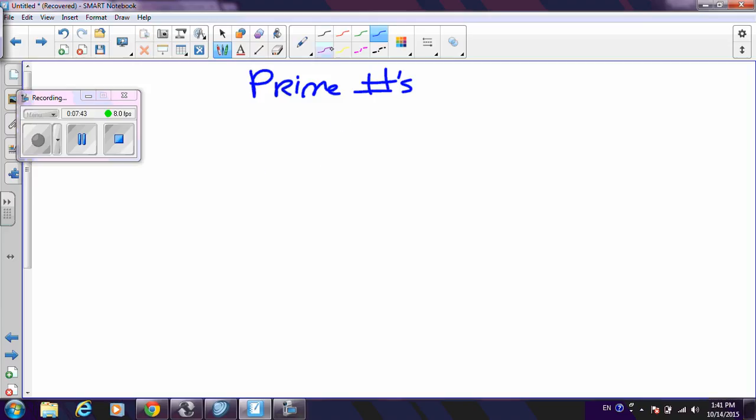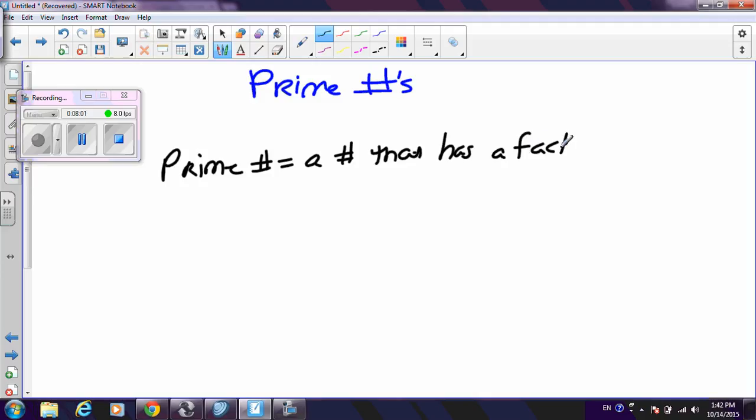A prime number can be defined as a number that has a factor of 1 and itself. Alrighty, and really I need to say that a prime number is a number that only has a factor of 1 and itself.